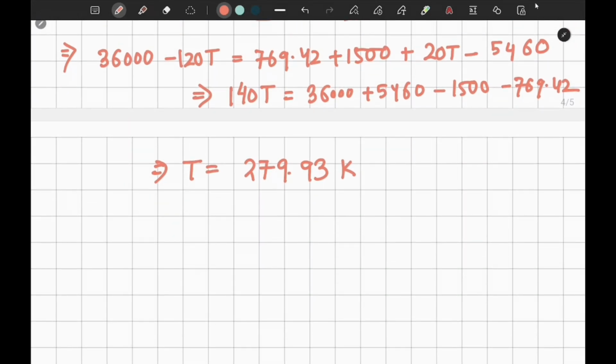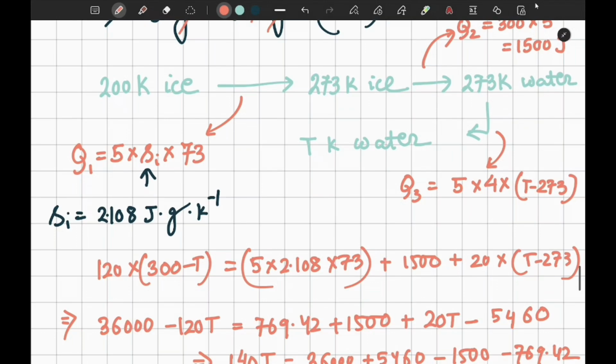So you have to consider that phase change. Otherwise, it will give a wrong answer. So how can you understand whether there will be a phase change or not? Because this value you know, this value you can calculate.